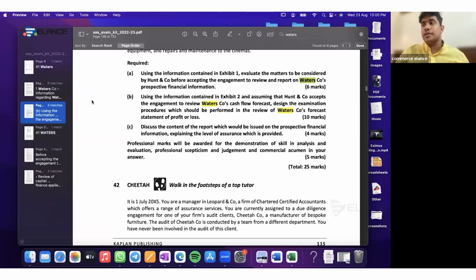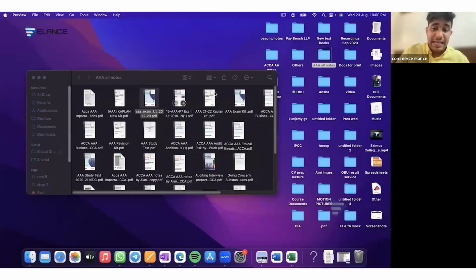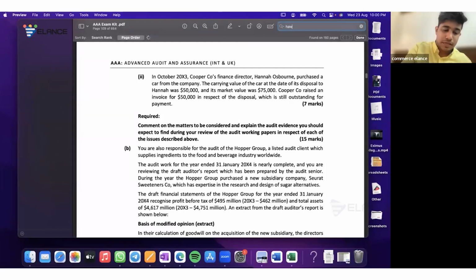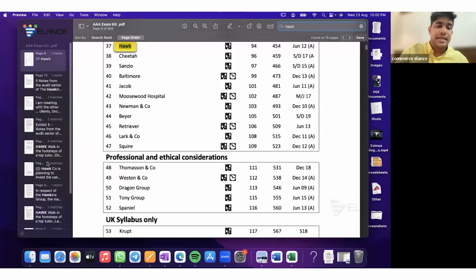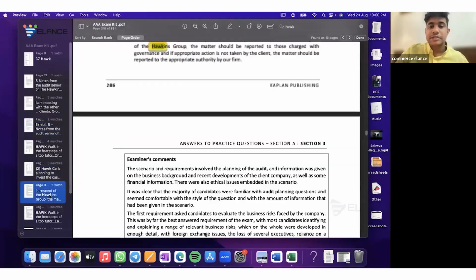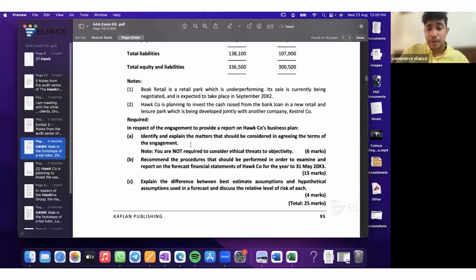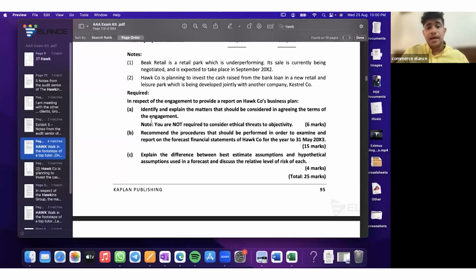On the other hand, there can also be a question based on matters to be considered before agreeing the terms of an engagement. If it is a question on matters to be considered before agreeing the terms of an engagement, in that case, the answer will be entirely different. Say, for example, there's a question called Hawk in the old revision kit. They have asked us to identify and explain matters that should be considered in agreeing the terms of the engagement.